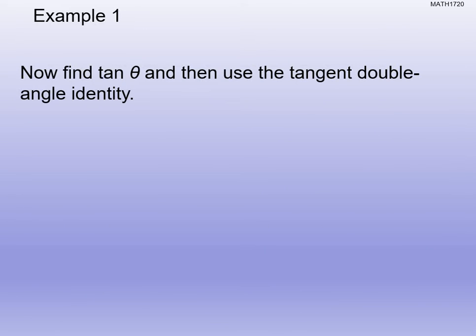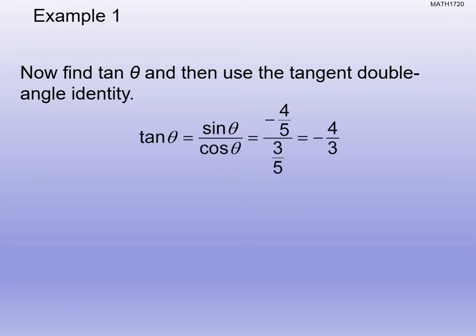All right, there's a couple different ways we can find tangent. We know that tangent of theta is just going to be sine of theta over cosine of theta, so we can use those values. We can also use the tangent double angle identity that we're just going to substitute into. So the best way probably is taking sine of theta over cosine of theta. When we work that out, we have negative 4/5 divided by 3/5.